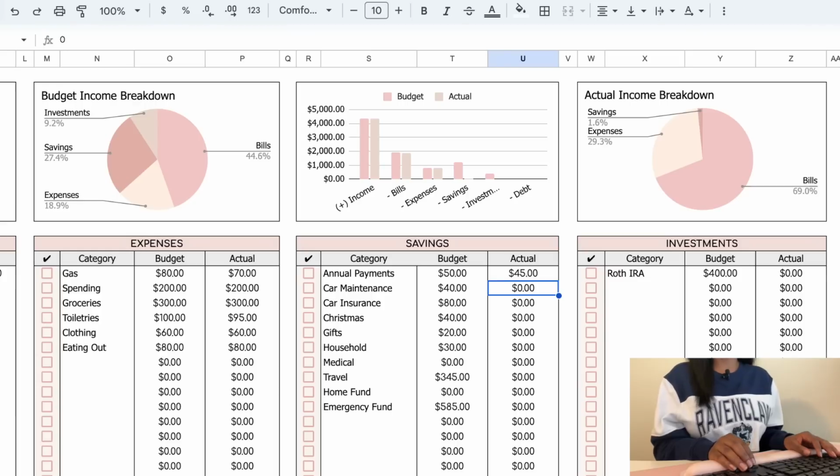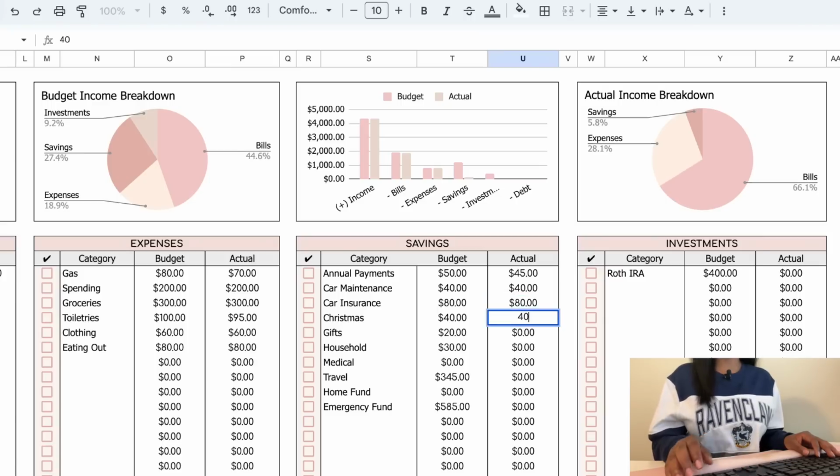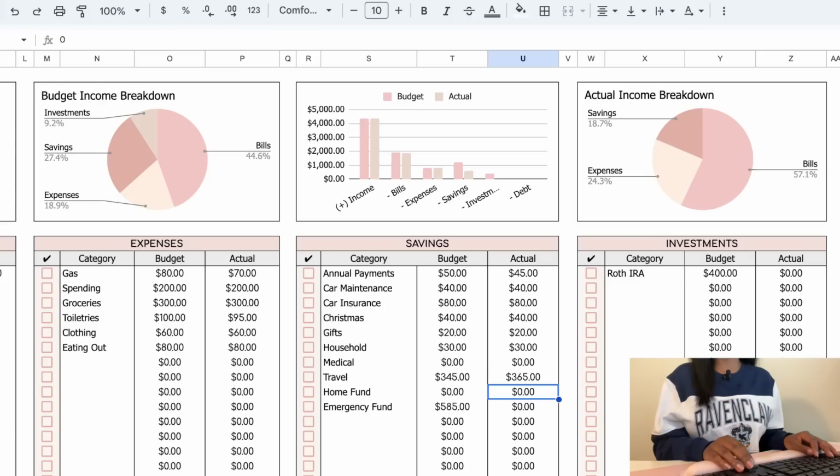In terms of car maintenance, $40 is what that sinking fund received for the month. Car insurance received $80. Christmas is getting started, so I added $40. Gifts was $20, and household did receive the $30. Medical was at $0. And travel, I budgeted $345, but I was actually able to give a little bit more at $365, so that was nice. Home fund did not receive anything this month. It is at $0 until we complete my emergency fund.